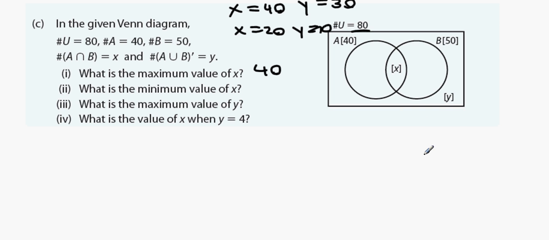Okay, so let's put Y equal to 0, because remember, Y can't be a negative number. Y will reach 0 before X reaches 0. So let's put Y equal to 0, and let's see what happens now.